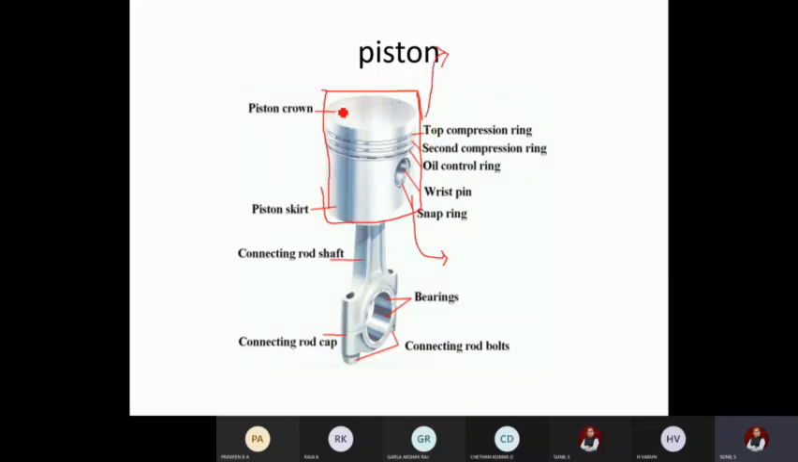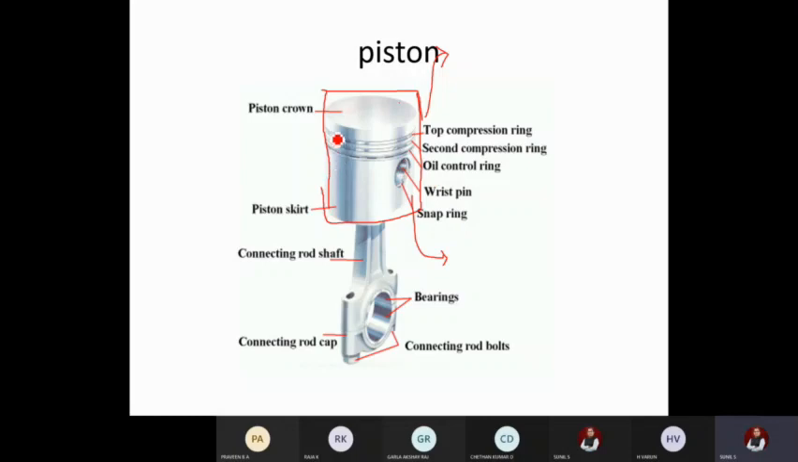So this is called the crown. The crown is followed by 3 sets of rings. The top is compression, the middle is also called compression, but it does a dual job. The third is called the oil control. Next, the important component is the wrist pin, which we also call the gudgeon pin. In the next slide I'll show you why it is used. The wrist pin and snap ring are important components.